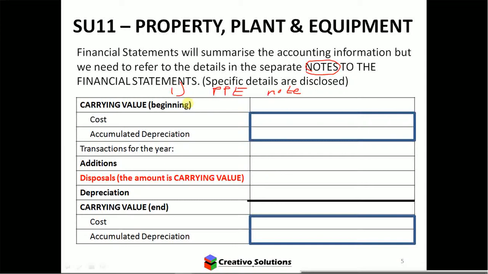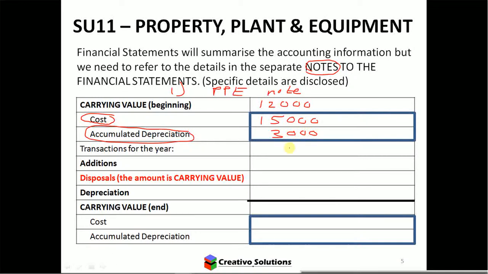Okay, if I'm looking at the carrying value, how do we calculate carrying value? It's the difference between your cost and your accumulated depreciation. Okay, so if I had, let's say, 12,000 here, 12,000 would have been made up of the cost, which we'll say is 15, and the accumulated, which would then be 3.